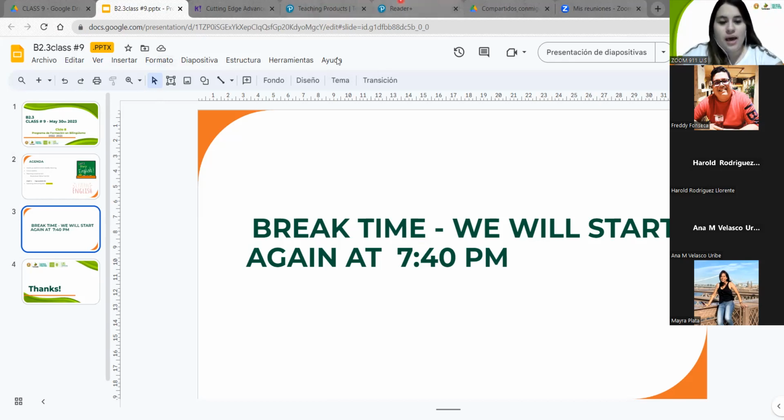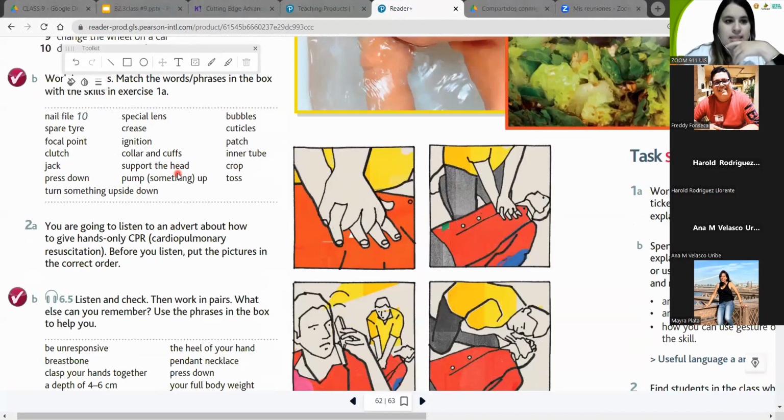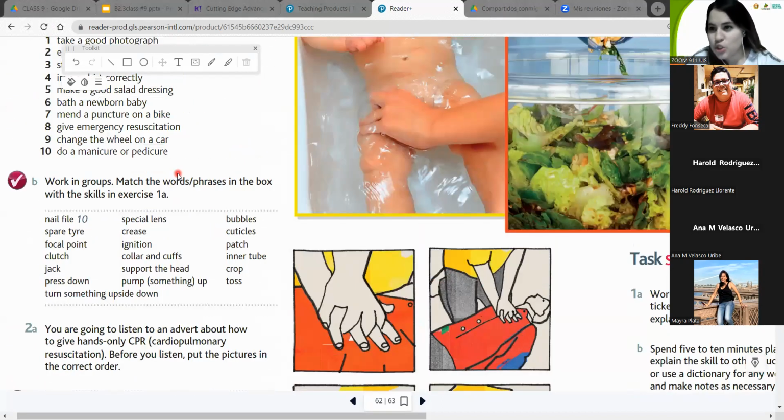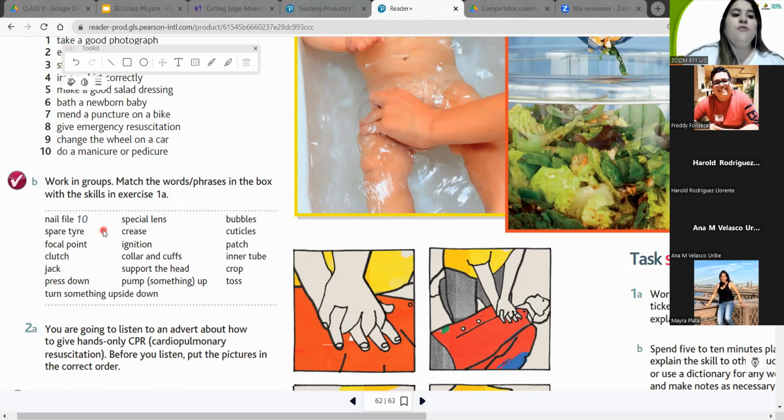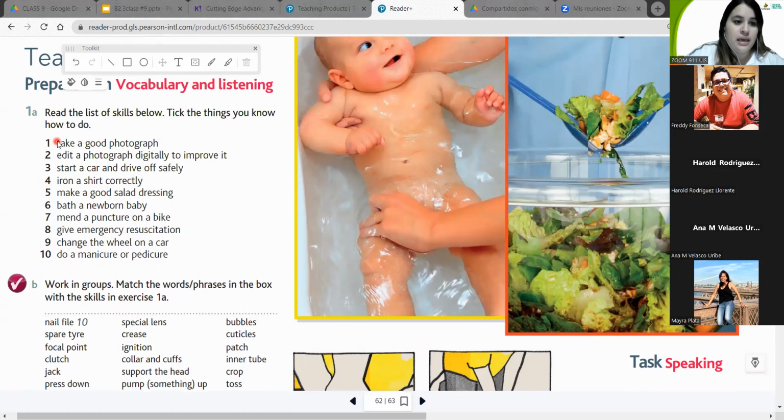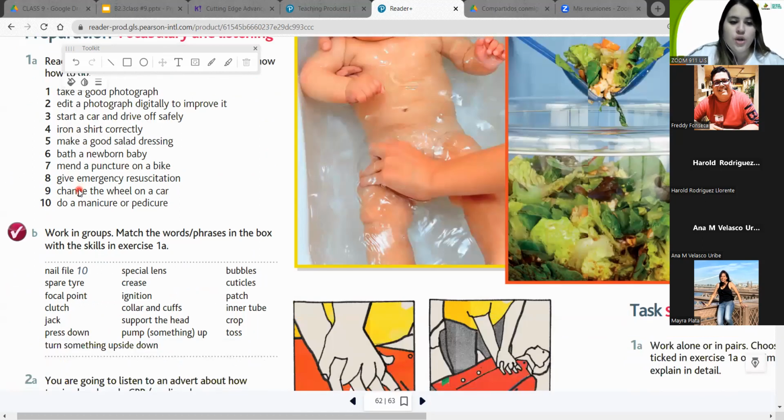Okay. After the break we were doing this task, and we're going to do this vocabulary exercise. We're going to match the words or phrases in the box with the skills in exercise 1A. So these are the skills. We have a nail file. That is for this skill, do a manicure or pedicure. Spare tire. So what do you think spare tire should belong to? Take a good photograph, edit a photo, start a car, iron a shirt. So what do you guys think?